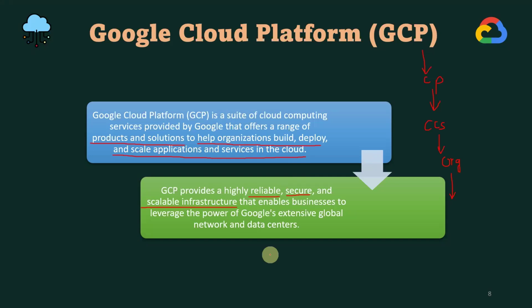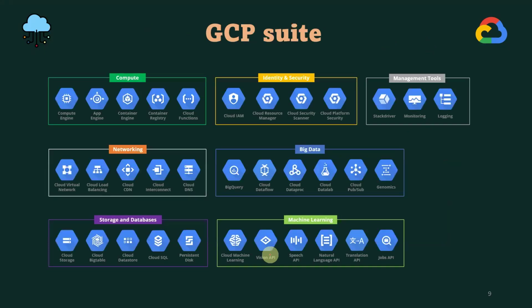This is something that I have told you, guys. Google Cloud Platform is one of the leading cloud providers, similar to Azure and AWS. It is offering you plenty of cloud computing services. What are those? It is offering you compute services, identity and security services, management tools, networking services, big data services, storage and database services, and machine learning services.